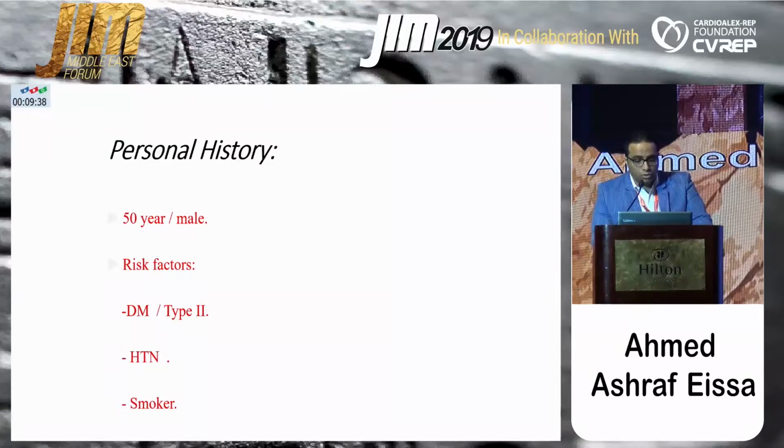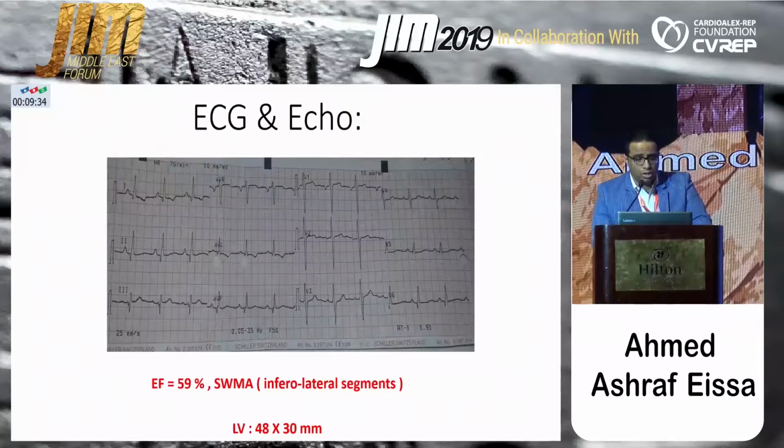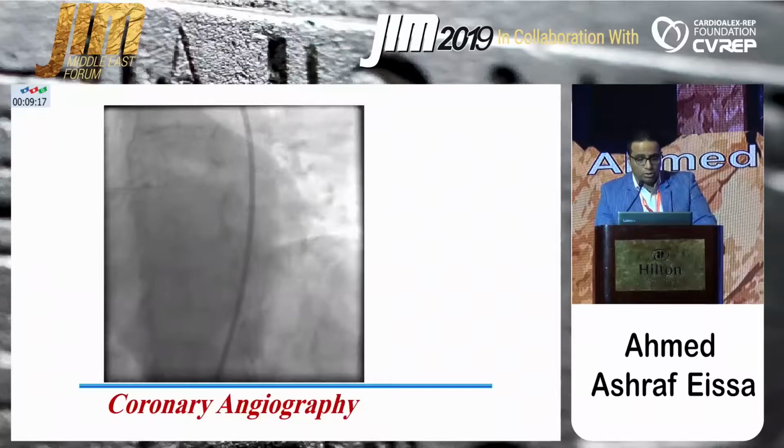Our patient is 50 years old, male, diabetic, hypertensive, smoker, complaining of exertional chest pain with infralateral ECG changes, good LV function with segmental motion in the infralateral segments. The coronary angiography showed moderate atheroma in its mid LAD with tight stenosis in the LCX involving the obtuse margin, with no significant lesion in the right coronary artery.